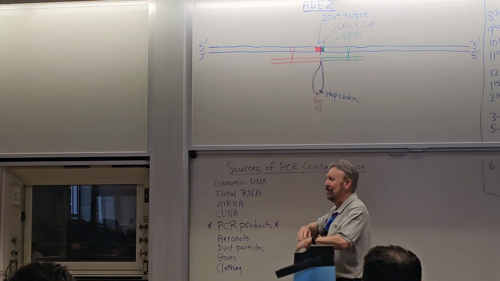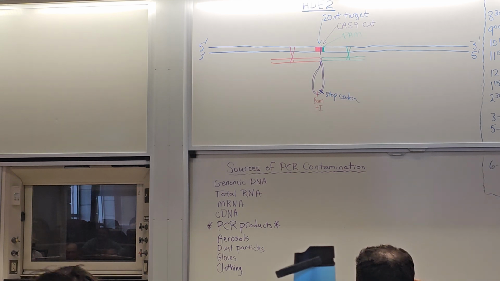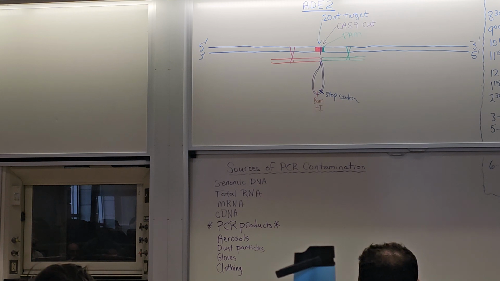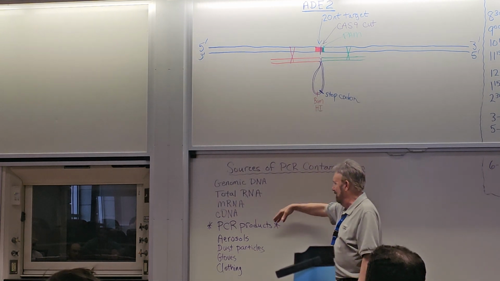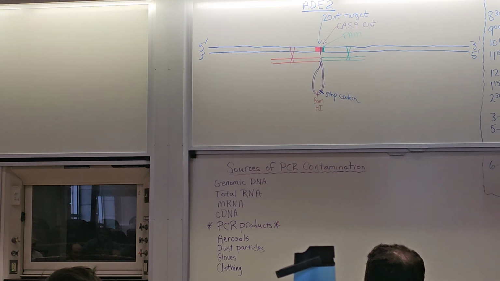So, PCR product is a huge problem because every time you do PCR, you make a ton of product. You make a ton of product of exactly the thing that you're studying. And so PCR becomes a real major source of contamination, much worse than any of these other things. So they're all problematic, but PCR is the worst, right? Because you're making a lot of product of the exact thing that you're worried about in terms of contamination.